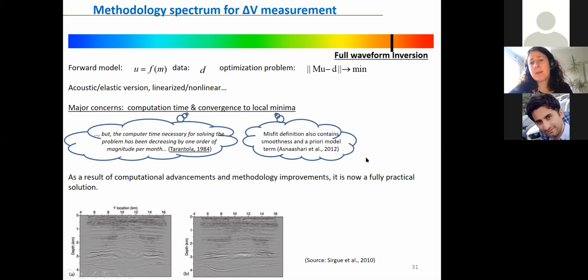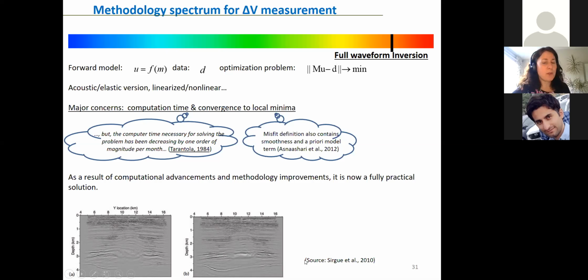And the second aspect, this convergence to local minima: if you add what we call smoothness constraints, so that you cannot have your solution varying so quickly or so much laterally, and also an a priori model. So if you have some understanding of what your model should be, then that acts to stabilize the inversion. So now we can see that it's a fully practical solution, and actually very commonly applied.